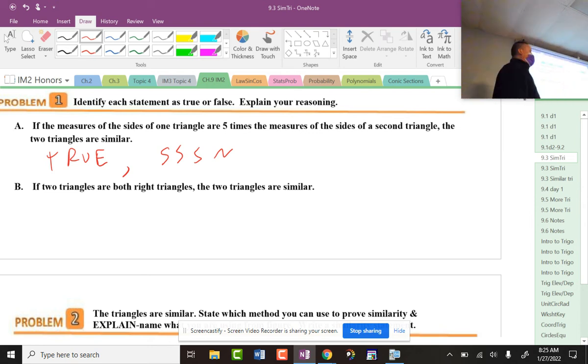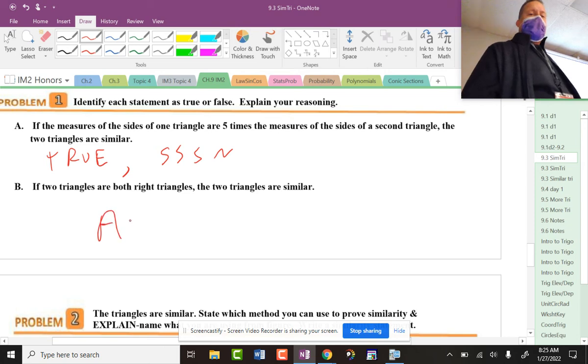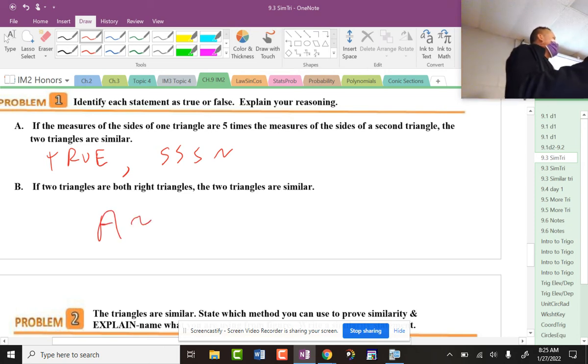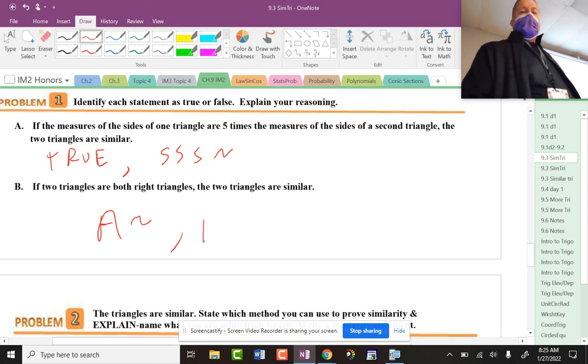Letter B, true or false? 3, 2, 1, go. Not enough information. Is there just an A similarity postulate? No, there's an AA. There's nothing that says what the other 2 angle measures are. All right, and they don't give you any information about the sides. So not enough information, that's a false.